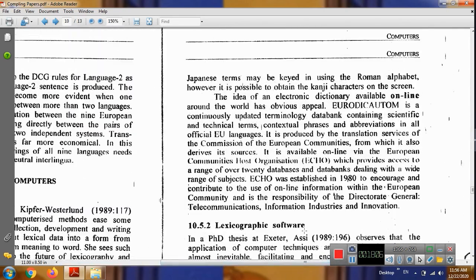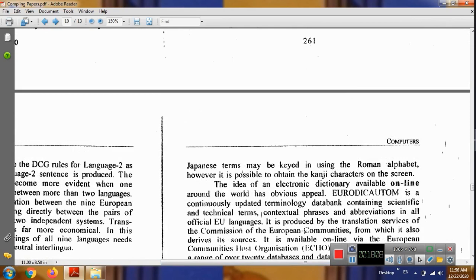Chinese and Japanese terms may be keyed in using the Roman alphabet. However, it is possible to obtain the kanji characters on the screen. The idea of the electronic dictionary available online around the world has obvious appeal.